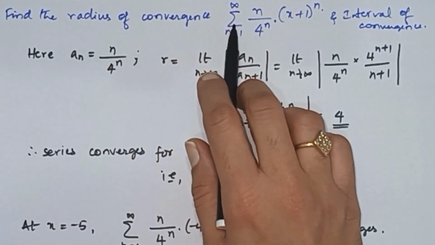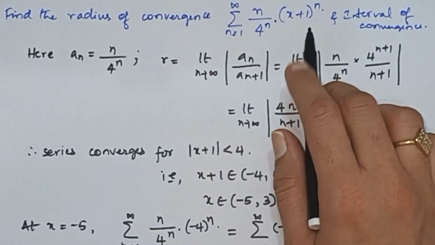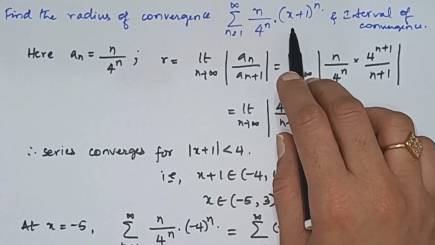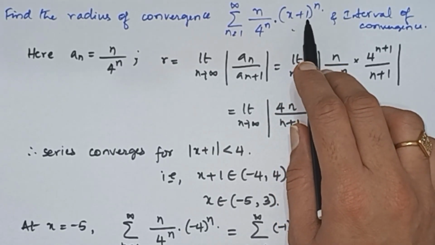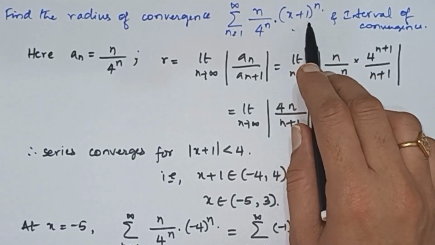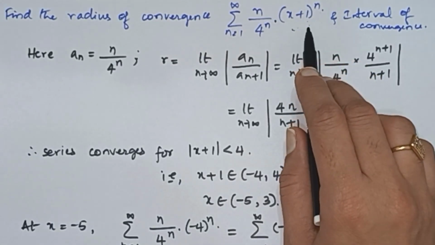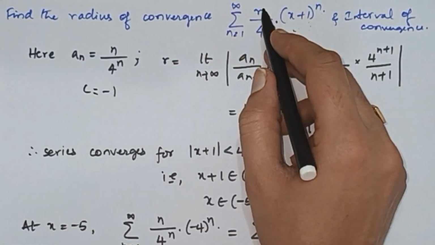Find the radius of convergence as well as the interval of convergence for this series. Now in this series, the center of the series is c equal to minus 1. It is other than 0 now. The term is (x minus c) to the power n, so (x minus of minus 1) to the power n you can write. So center c equal to minus 1.